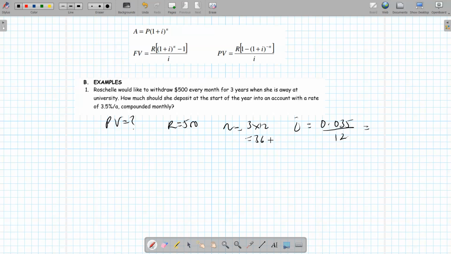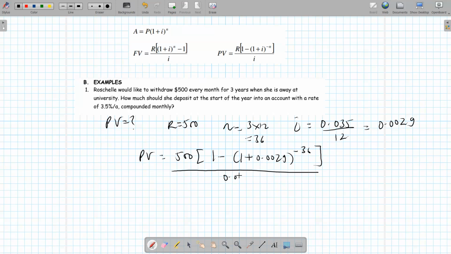I'm trying to fix my calculator because it's in a different form. What would work? So 0.035 divided by 12. Okay, that gives me 0.0029. All right, so we're going to use this formula. PV is equal to R, 500, times 1 minus 1 plus 0.0029 to the power of negative 36, all over 0.0029.